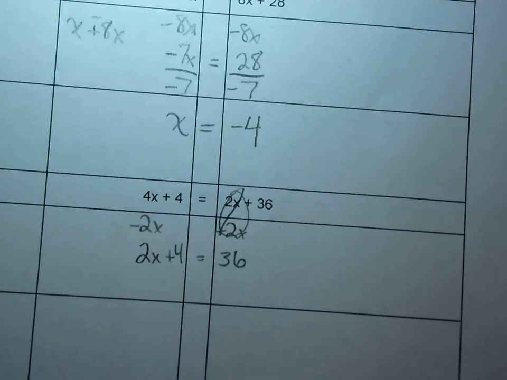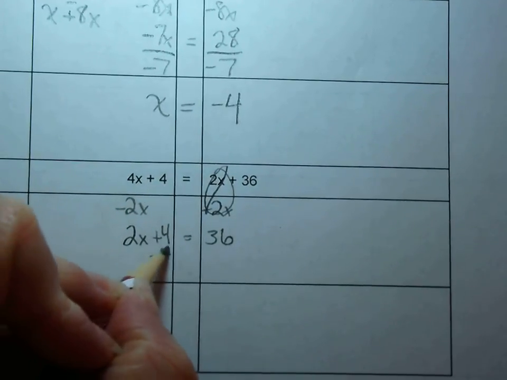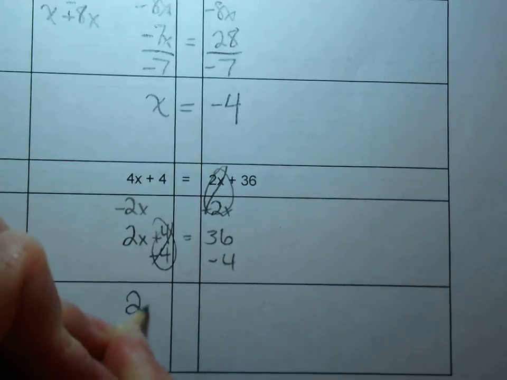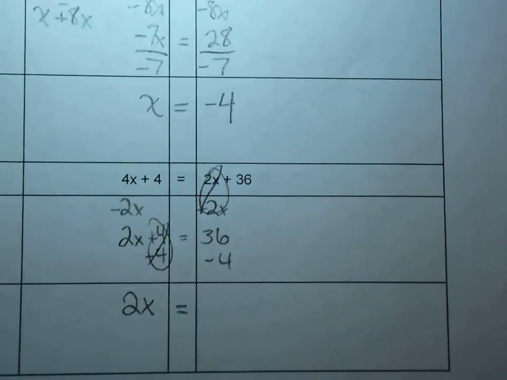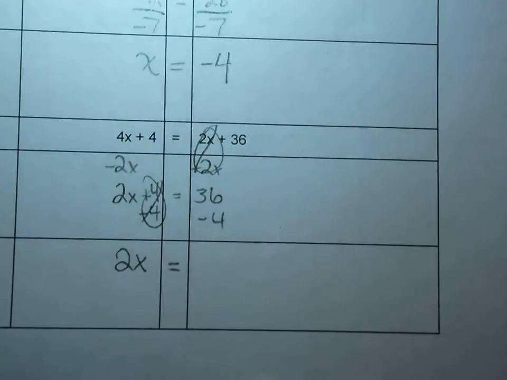And our next step, I've got a dangler. I've got a constant just hanging out. Manny, what is that number I need to deal with? 4. I need to do the opposite of adding 4. I'm going to subtract 4 from both sides, which gets me 2x is equal to what? 32. Yeah, 32.